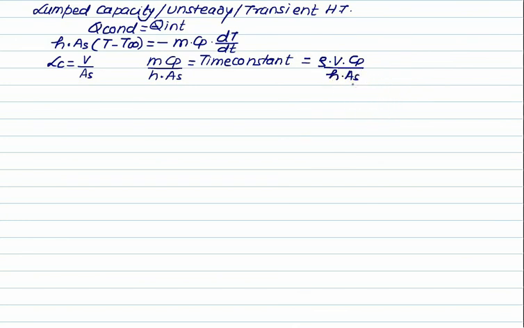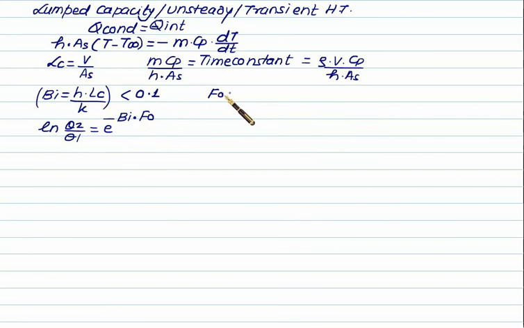Now lumped capacity is a special case of unsteady state. In that case we have the Biot number, which is given as h into characteristic length divided by k, and it should be less than 0.1. So in that case we have ln of theta 2 by theta 1 equal to e to the power minus Biot number multiplied by Fourier number. Fourier number is given as alpha divided by L_c square, multiplied by time. Both these numbers are dimensionless numbers.